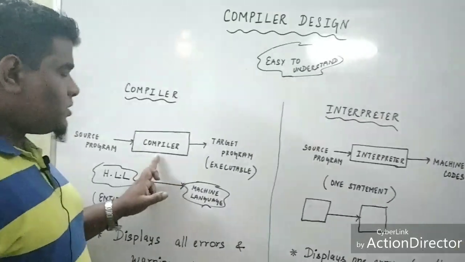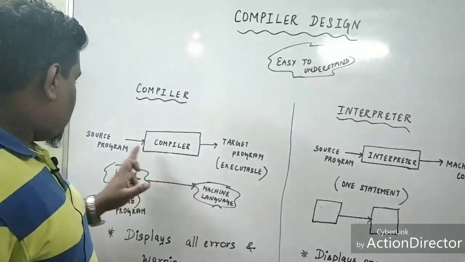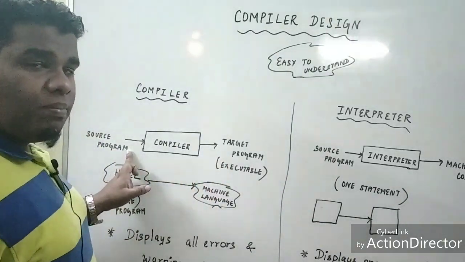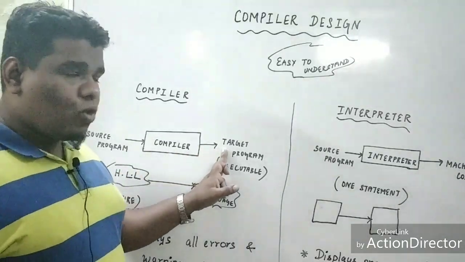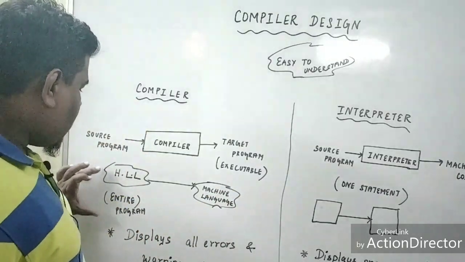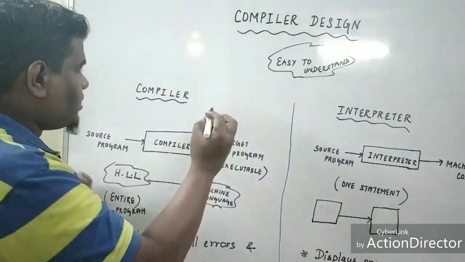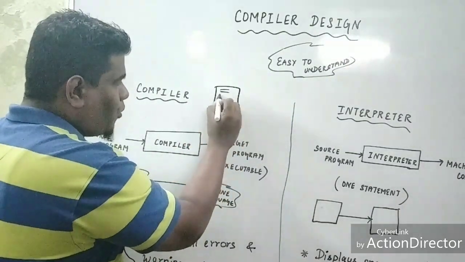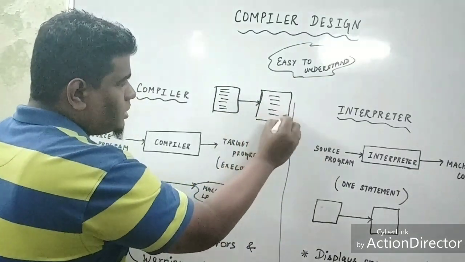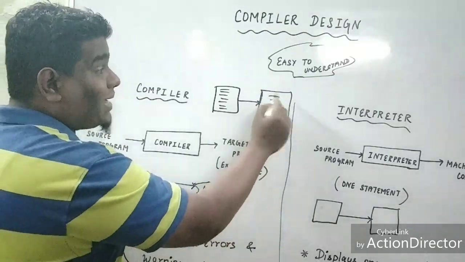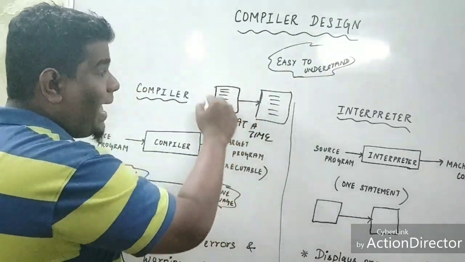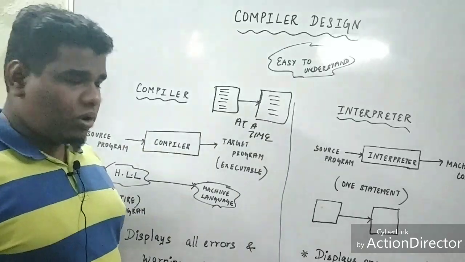Compiler. So this compiler is a program that will convert the source program into the target program. The source program may be the high-level language and the target program must be the executable language. Alright? So this compiler will convert the entire program. For example, if we have 10 lines of program, it will convert these 10 lines of program into the target code at a time. So at a time, it will take the entire program and convert it into the target program.